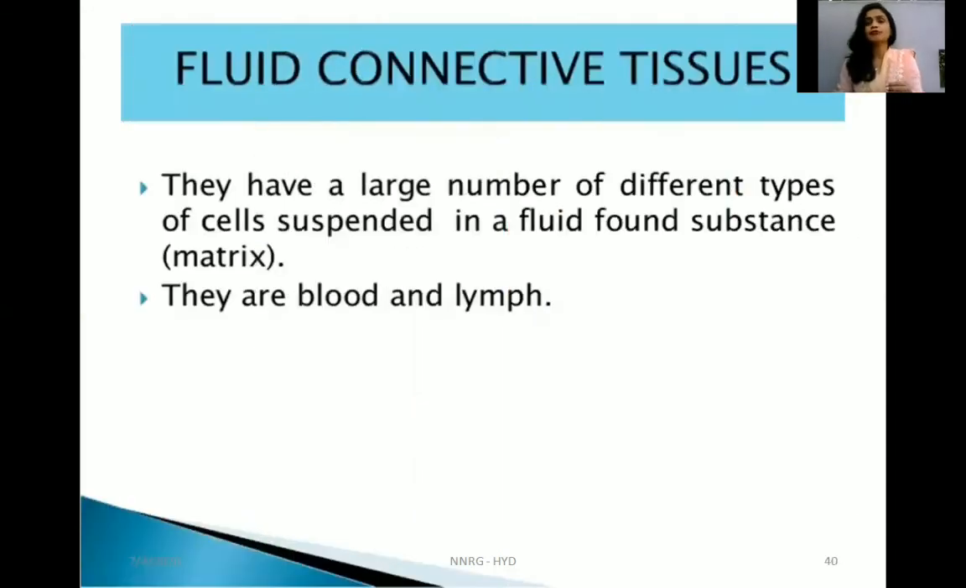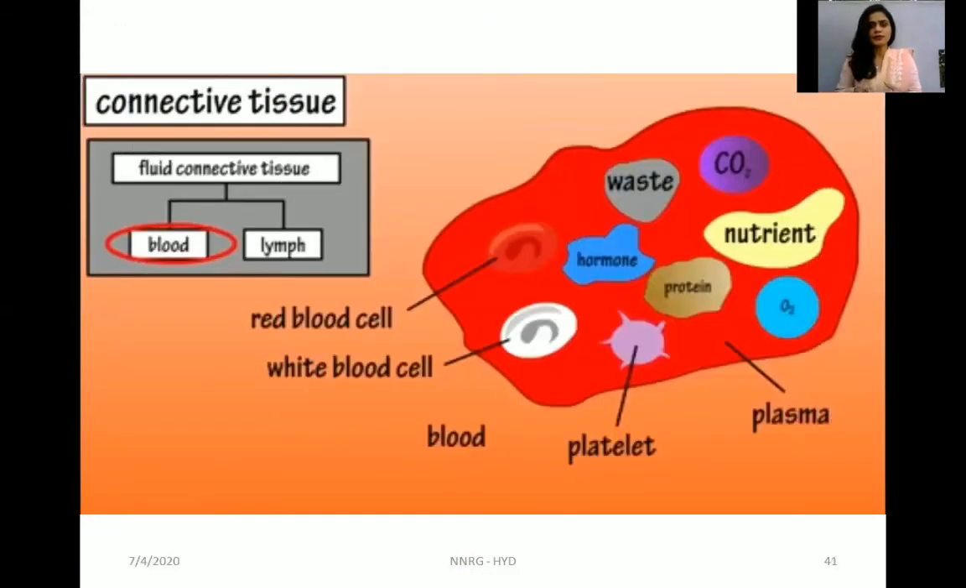Now we will study the fluid connective tissues. As the name itself indicates, they are liquid or fluid in nature. Two types of fluid connective tissues are there: blood and lymph. In them different types of cells are present which perform different functions. Blood has different cells suspended in the plasma. The different cells present in the blood connective tissue are RBCs, red blood cells, white blood cells, WBCs, and then platelets and plasma.